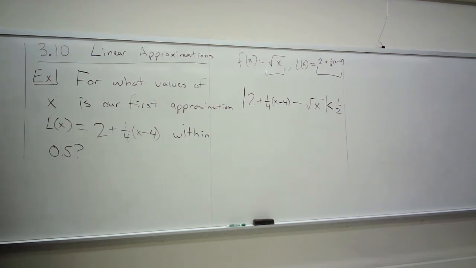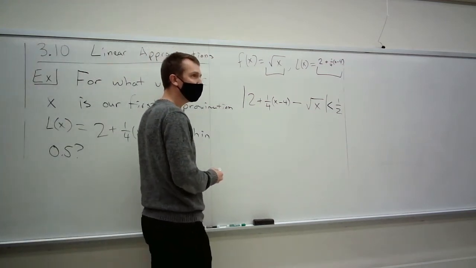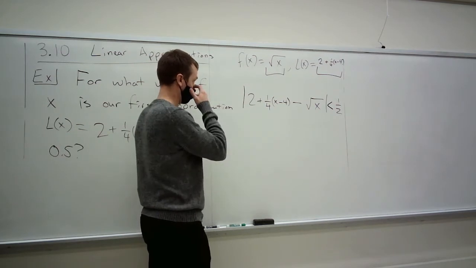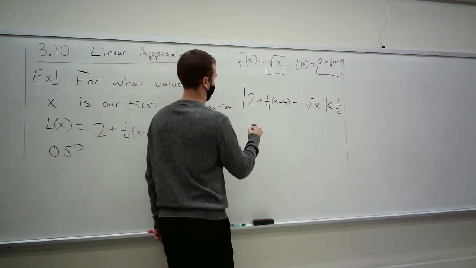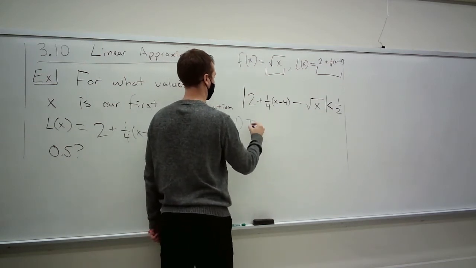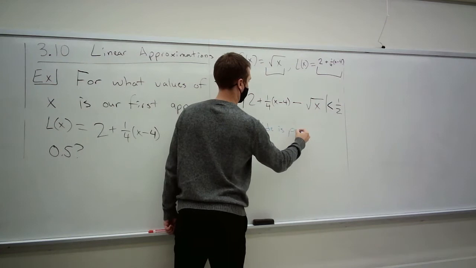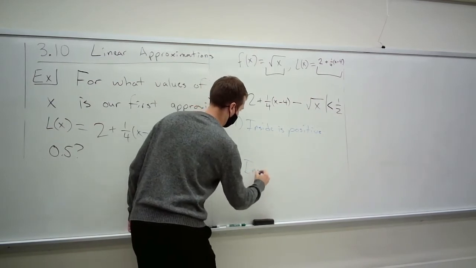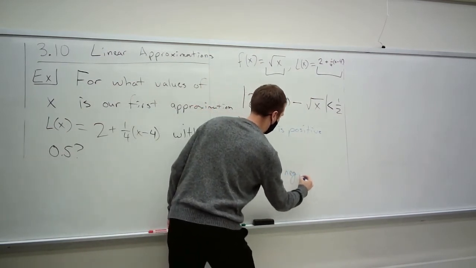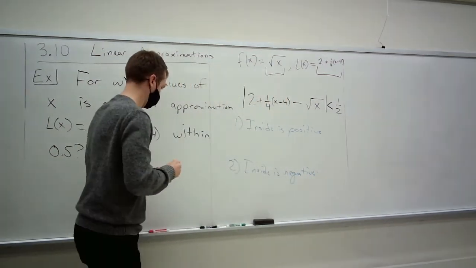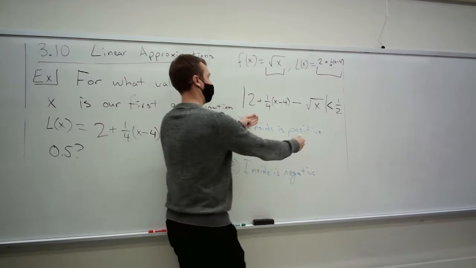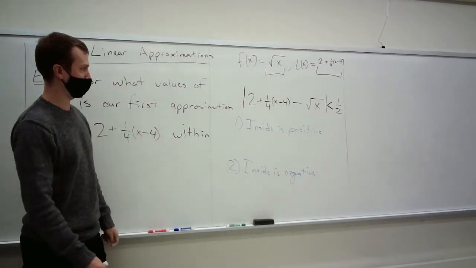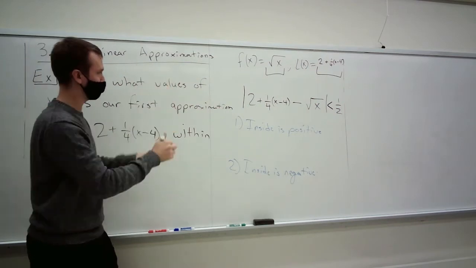Okay. So let's solve this one. With absolute values, there's more work than you think most of the time. There's two inequalities that we need to solve, actually. First, what if the inside is positive? Second, the inside is negative. If this number inside is positive, we have the inequality exactly as it's written without the absolute values.